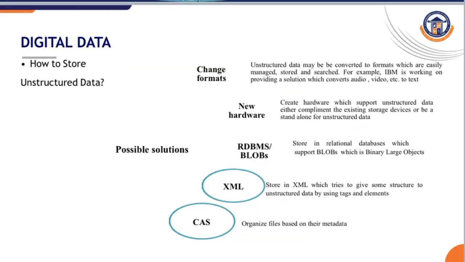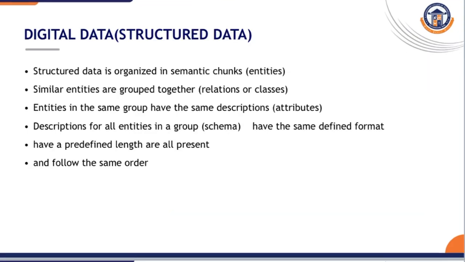Now let's see how to store unstructured data. First the format should be changed, and it should be placed in new hardware, and some database should be connected like RDBMS, BLOBs, etc. It can also be stored in XML, which tries to give some structure, as unstructured data can also have some structure, and in CAS, which organizes files based on their metadata. Now let's see about structured data.